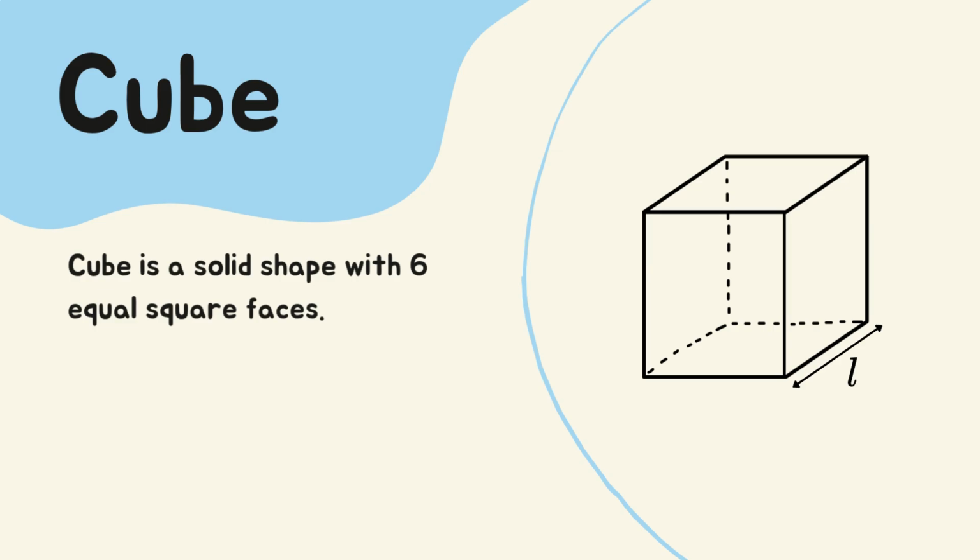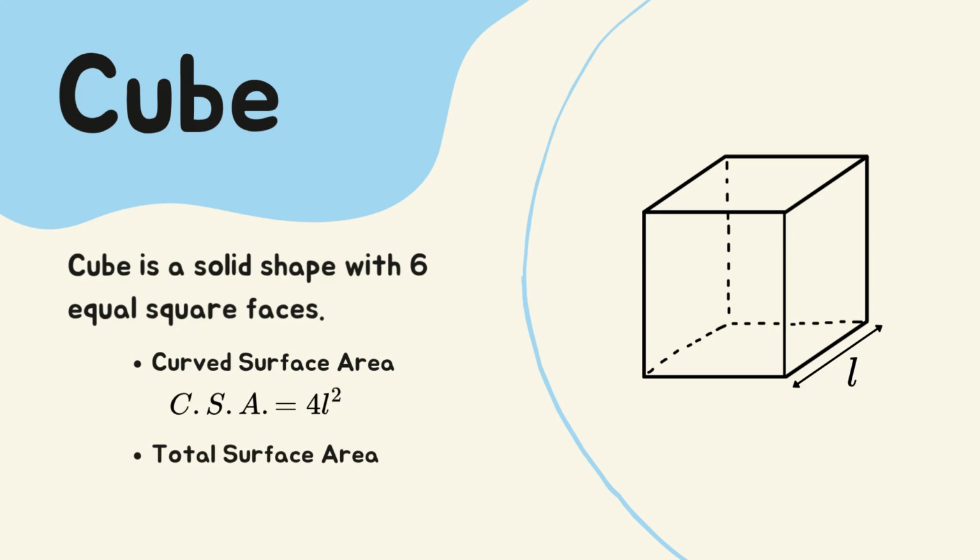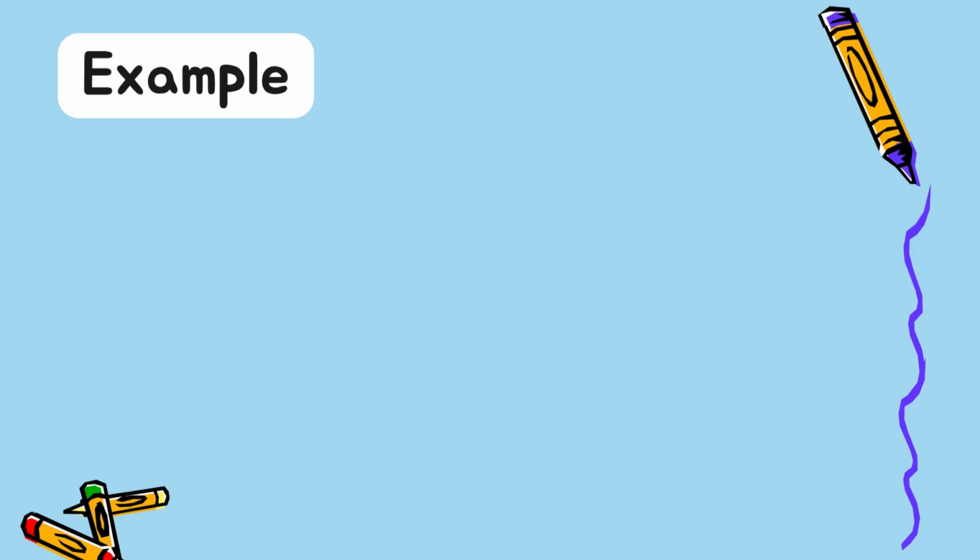Now, let's break down how to calculate the curved surface area and total surface area of a cube. The curved surface area, CSA, is given by the formula 4L squared, and the total surface area, TSA, is 6L squared. Let's look at an example.